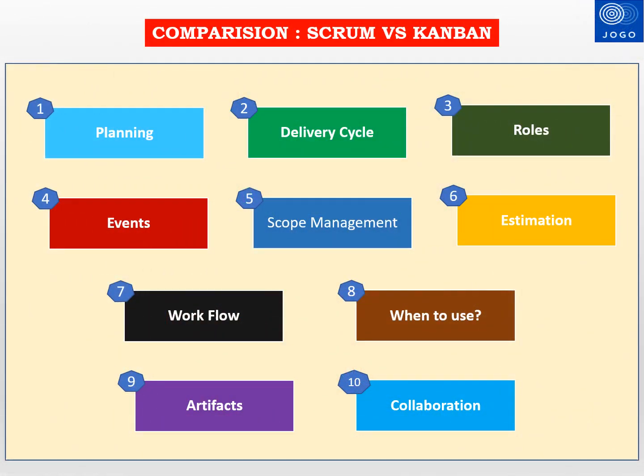Comparisons between these two methodologies are done based on 10 parameters shown in this page. The parameters are planning approaches, how is the planning done in these methodologies, delivery cycle, what is the delivery speed and focus, roles defined in these frameworks, events or meetings recommended in Scrum and Kanban. Scope change management. How is it handled in these methodologies? How is estimation done in these methodologies? Workflow type and process followed in the product delivery.